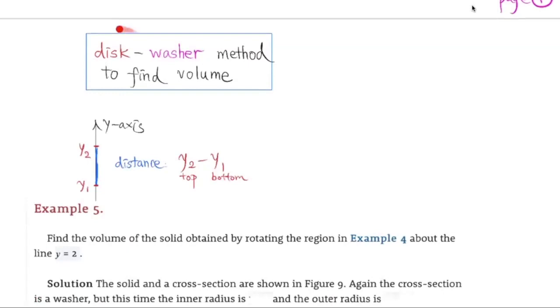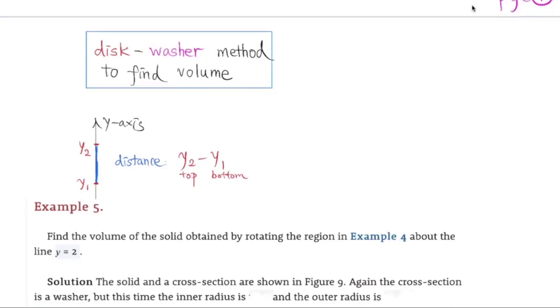In the above examples, the method that we use to find the volume is called the disk washer method. Sometimes the cross section is a disk, sometimes the cross section is a washer. So it's not your dishwasher method, okay? It's a disk washer method.